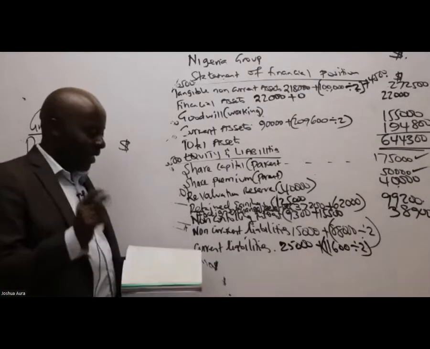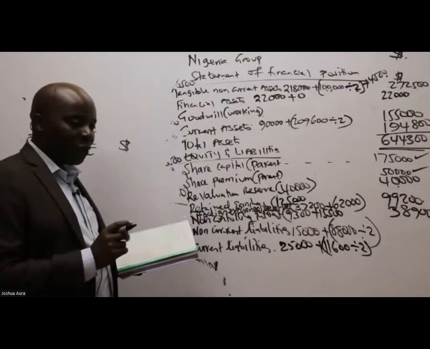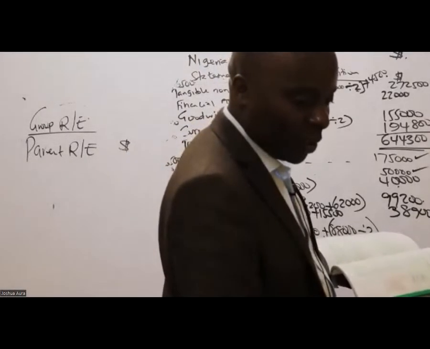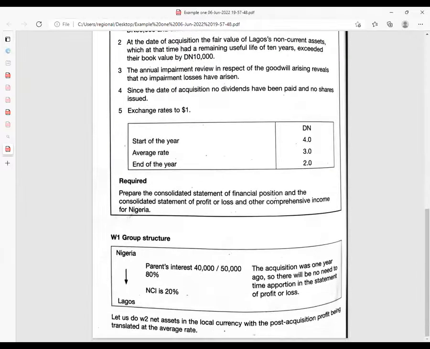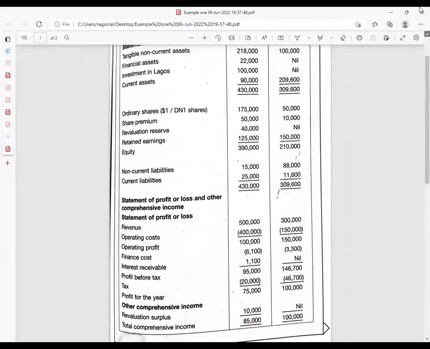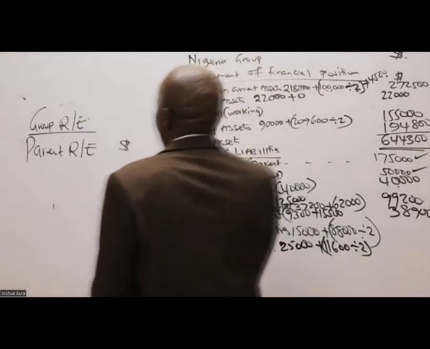I can see now you guys have an idea. Parents retained earnings tuko nazo ni ngapi from the balance sheet? What do we have here? Parents retained earnings from the balance sheet. Right? 125,000, isn't it? So here we have 125,000.